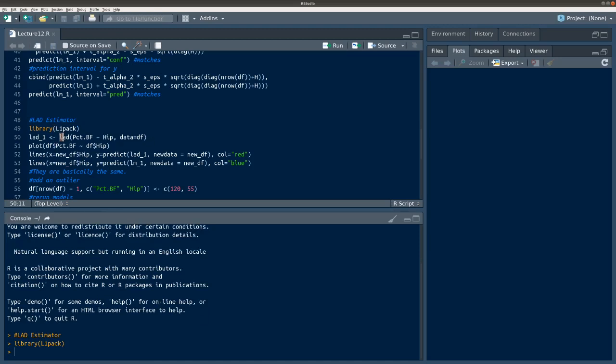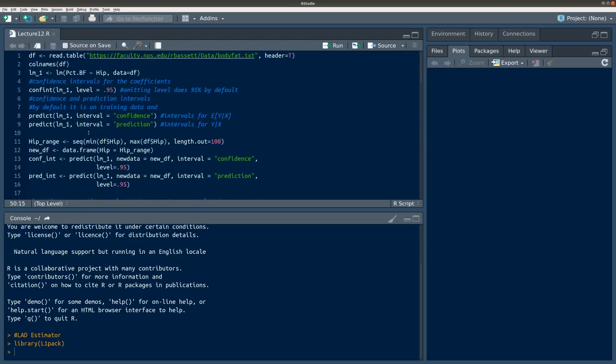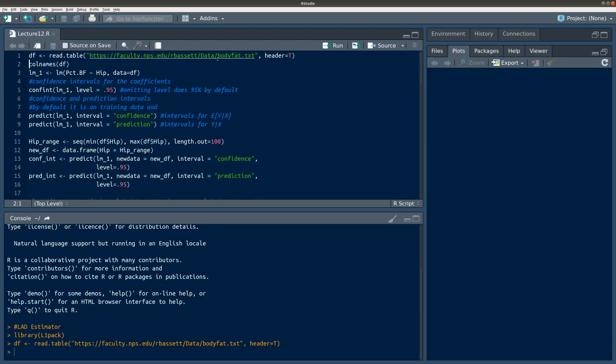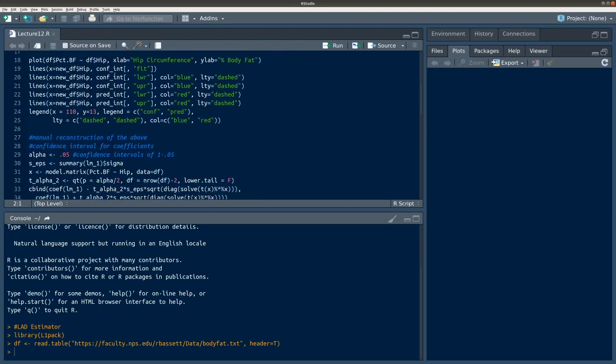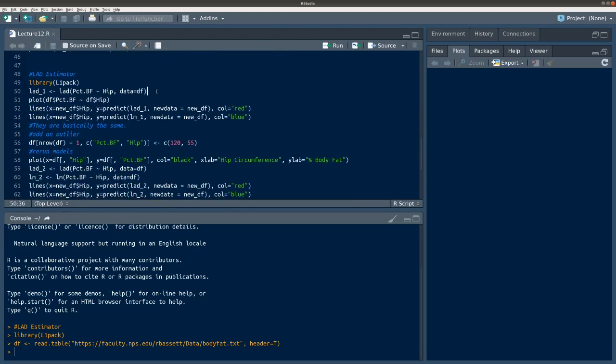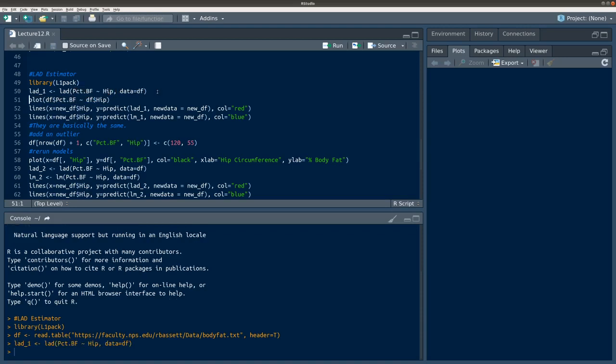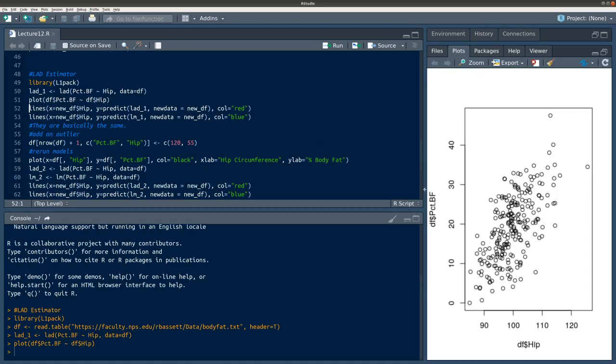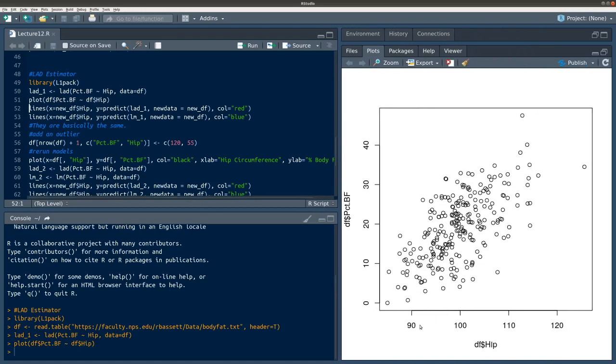And I'm going to create a LAD estimator predicting, and again, actually I have to load this up again. But this is continuing the example from part one of this lecture, which was predicting percent body fat using, for example, hip circumference. So here I'm going to build a least absolute deviation estimator predicting percent body fat from hip circumference. Here's just a scatter plot to get some context. Unsurprisingly, as hip circumference goes up, percent body fat goes up. But that relationship is surprisingly linear, right?